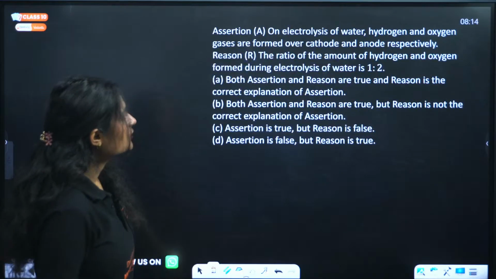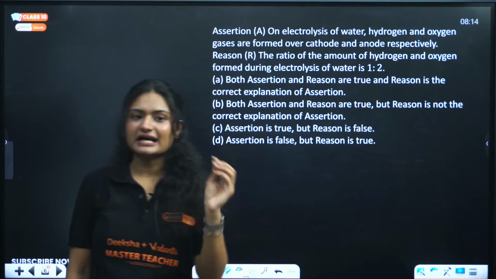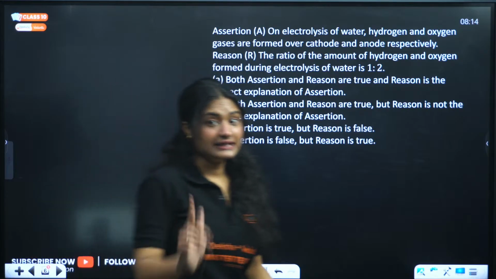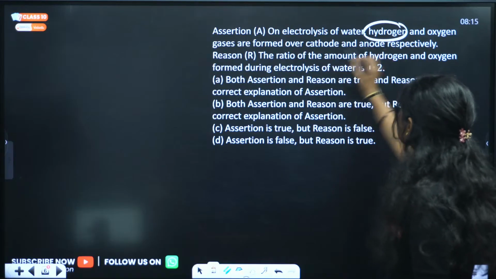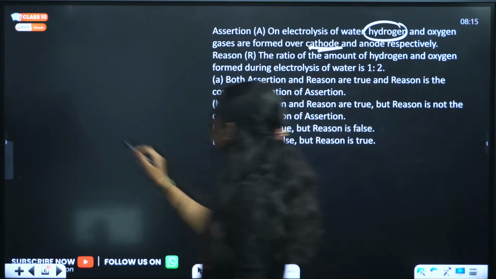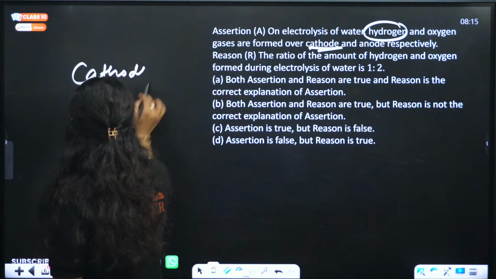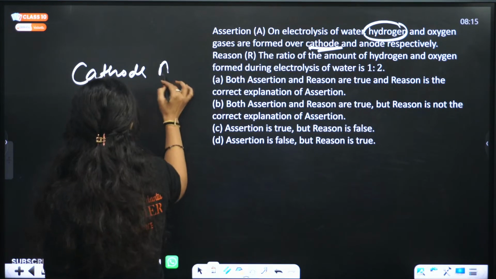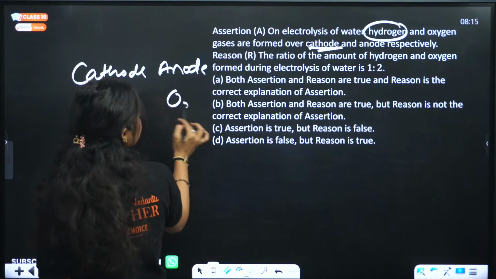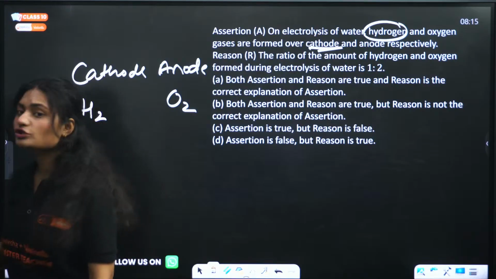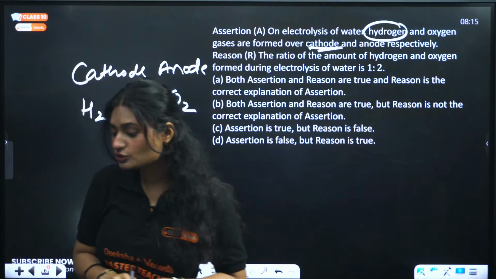Next question. On electrolysis of water, hydrogen and oxygen gases are formed over cathode and anode respectively. That means hydrogen gas is produced over cathode, and at anode we have oxygen gas. The ratio of the amount of hydrogen and oxygen formed during the electrolysis of water is 1:2.